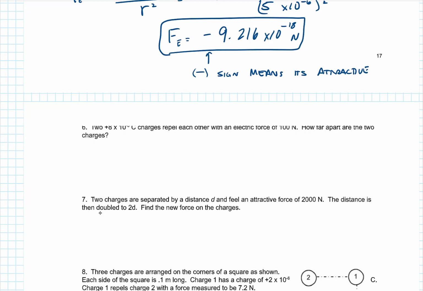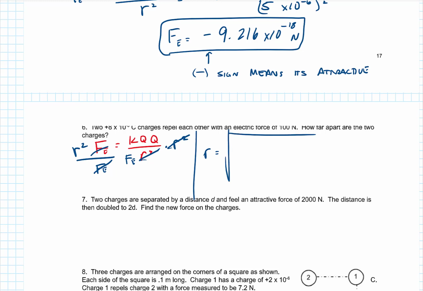Two 8 times 10 to the negative 6th charges repel each other with an electric force of 100 newtons. How far apart are the two charges? All right, so here we're going to use the same formula that we have for electric force. The electric force is K Q1 Q2 over R squared. So what I want to find is R squared. It's on the bottom. I need to get it to the top. So I'm going to multiply both sides of this equation by R squared. Moves it to the top. I'm going to divide both sides by the electric force. And from that, I see that the radius is going to be the square root of KQQ over F.